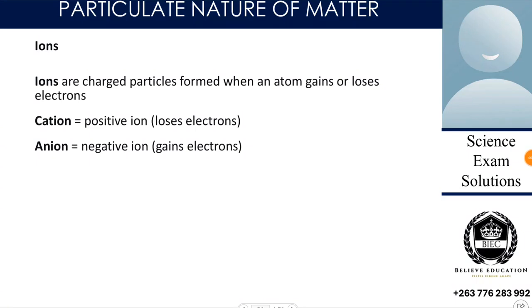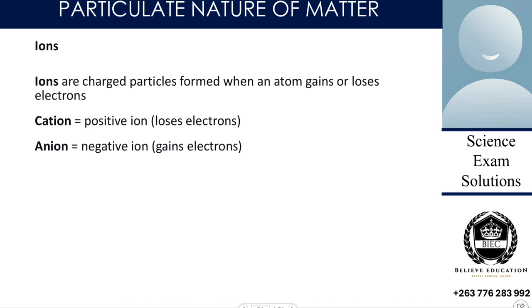Welcome. In this lesson we want to continue on the particulate nature of matter. Previously we were talking about isotopes, and we gave particular mention to the fact that isotopes differ because of the differences in the number of neutrons. Now we want to look at another thing, which is the number of electrons.